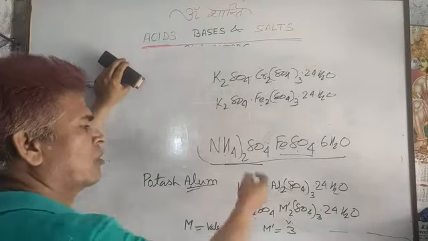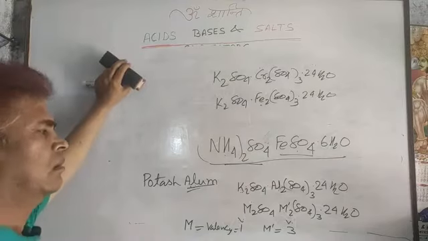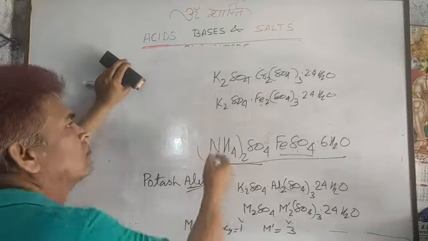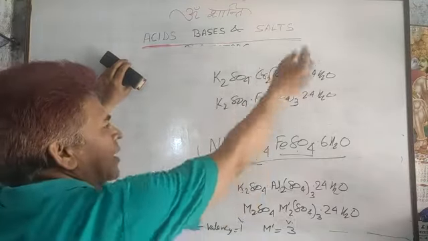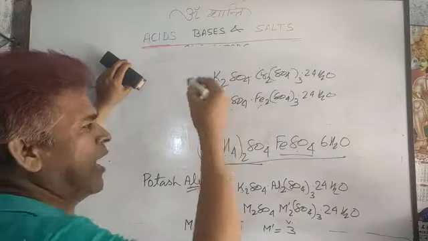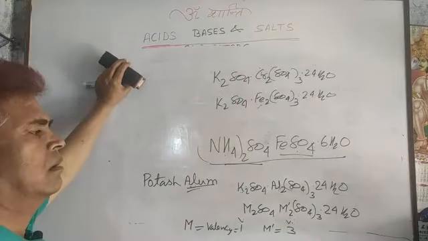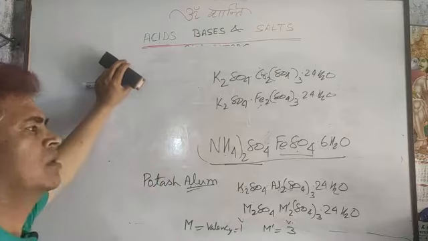So in this way you can recall the alums: potash alum, chrome alum, iron alum, ammonium alum. Likewise you can write other examples of double salt.